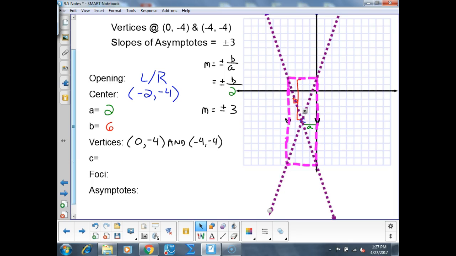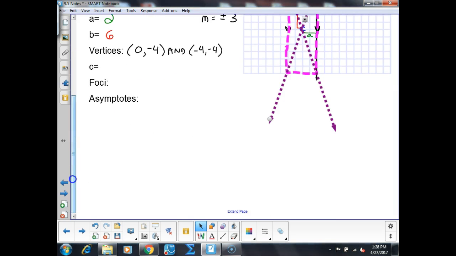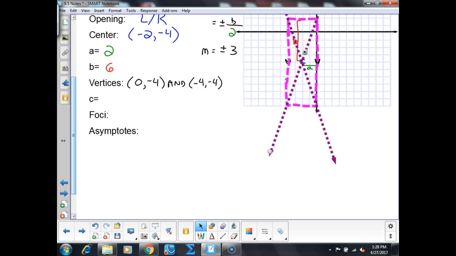So you got that. Can you find the equations of your asymptotes right away? Yeah. Why? Because the side of the box is on the y-axis, so you have the intercepts. So what are the two equations of the asymptotes? y equals 3x plus 2, and y equals negative 3x minus 10.